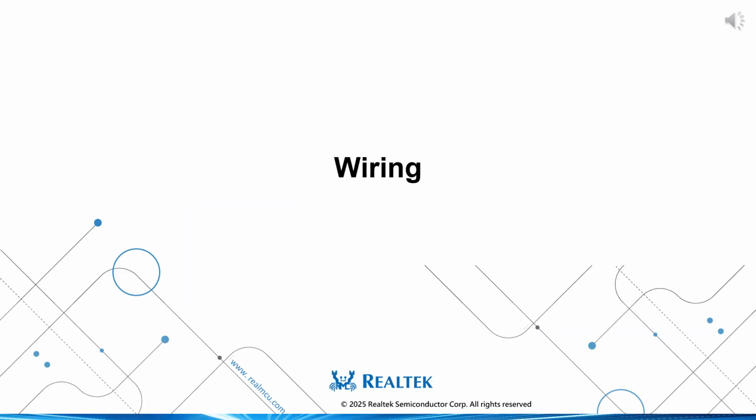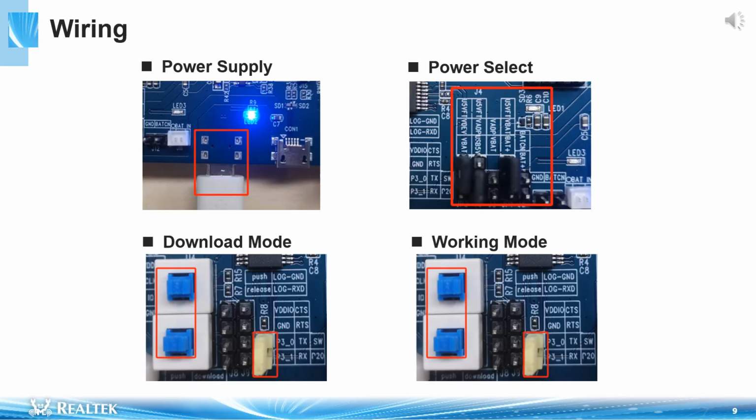The next part is wiring. Wiring is straightforward. Focus on 2 key steps: power configuration via jumper caps, and mode switching between download and working modes using dip switches. Detailed wiring diagrams are provided in the documentation. Just follow the steps, and you'll complete the setup in a matter of minutes.